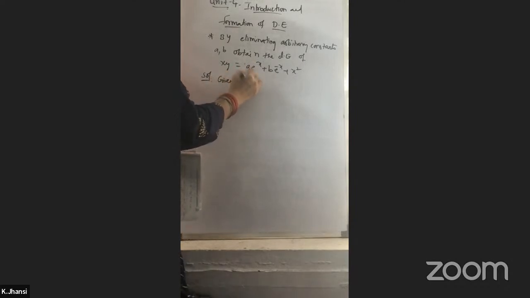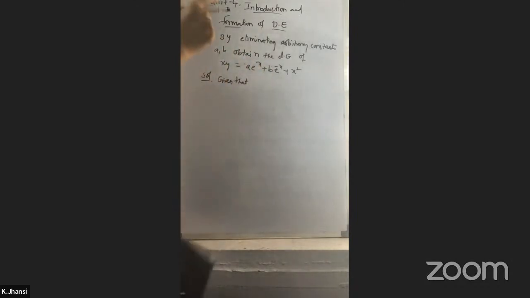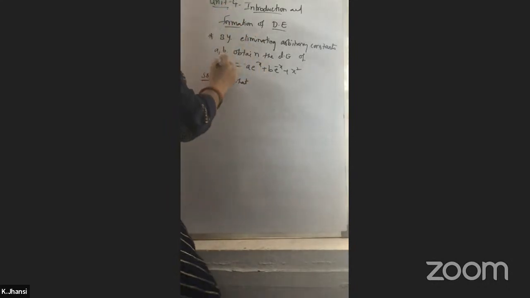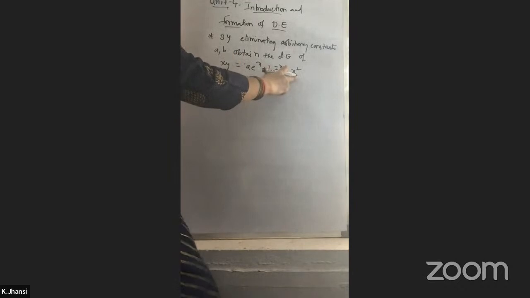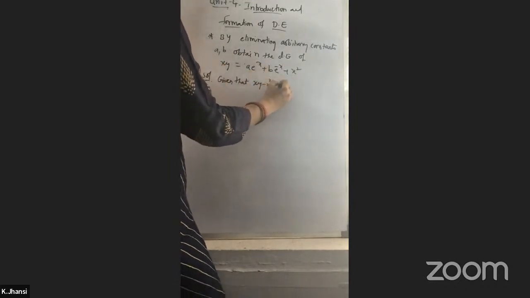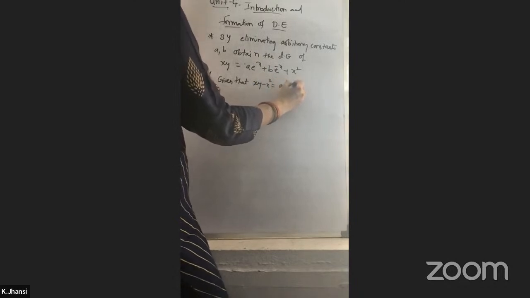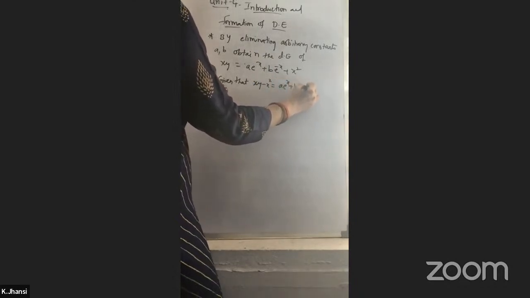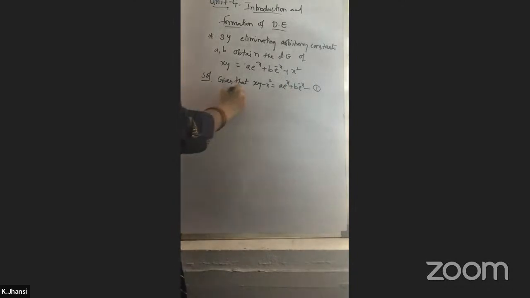Given that. So here xy is there and a and b are 2 constants. Already I have told that however many constants are there, that many times we have to do the differentiation. So here xy is there and here x² is there. So you take it to one side, then xy minus x² is equal to a e^x + b e^(-x). You take it as equation 1.